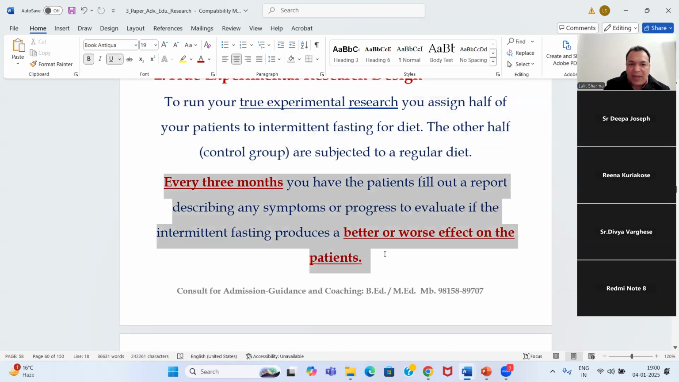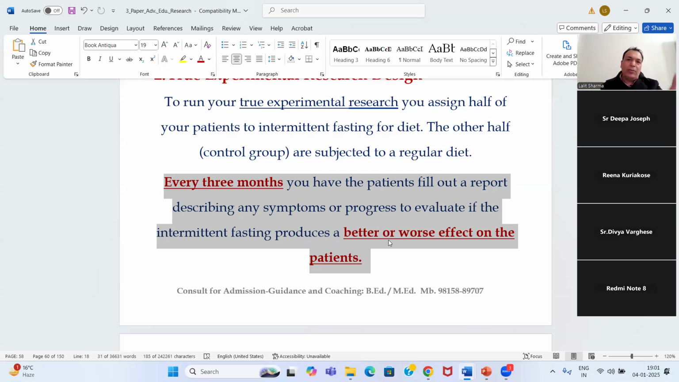What happens? Every 3 months, you have the patient fill out a report describing any symptoms or progress to evaluate if the intermittent fasting produces a better or worse effect on the patient. Is it simple, did it come across or not? So what was your study? You want to study that. Suppose in the example, you have the topic, you want to see whether intermittent fasting affects health or not.